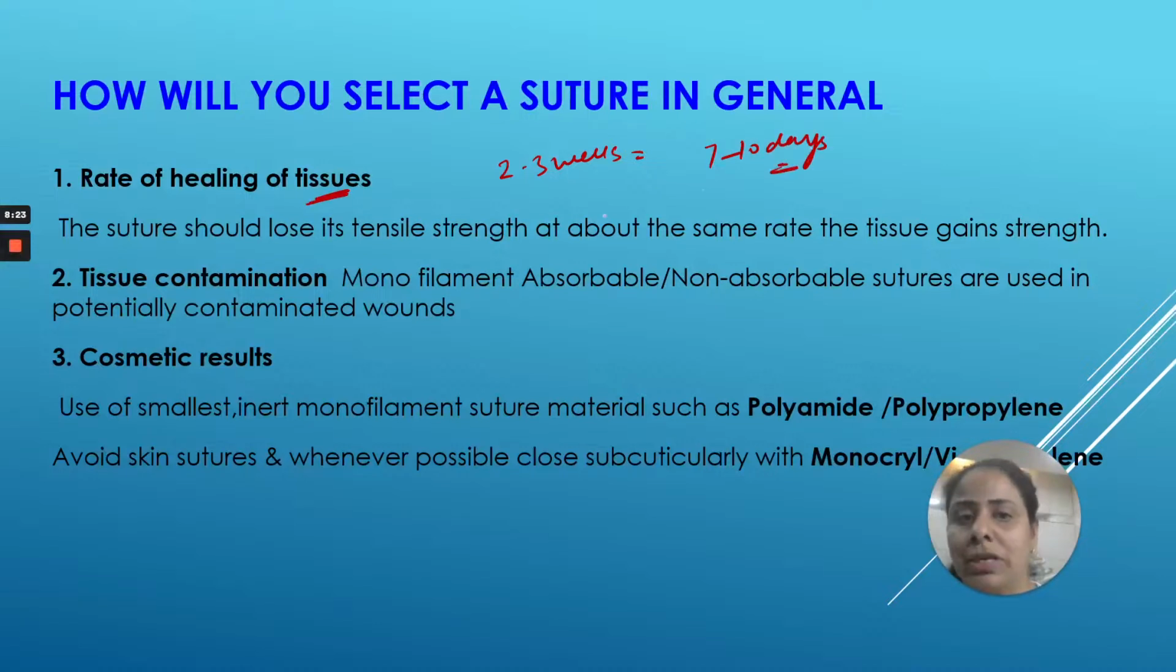Then tissue contamination. If the tissue is extremely contaminated, you cannot use multifilament because they have high capillary action. You have to use monofilament sutures. Okay, and also according to the cosmetic results. Suppose you are working in a cosmetic area, there is a laceration on the skin of the patient, on the face of the patient, then you have to use thinner sutures, maybe 50 or 60 suture types. So accordingly you will choose your sutures.